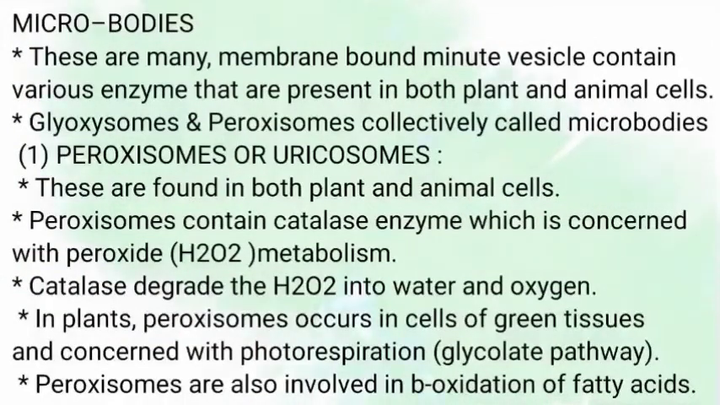Peroxisomes contain the catalase enzyme, which is concerned with peroxide, H2O2, metabolism. This catalase degrades the H2O2 into water and oxygen, which means it can detoxify H2O2. In plants, peroxisomes occur in cells of green tissues and are concerned with photorespiration. Peroxisomes also help in beta oxidation of fatty acids.